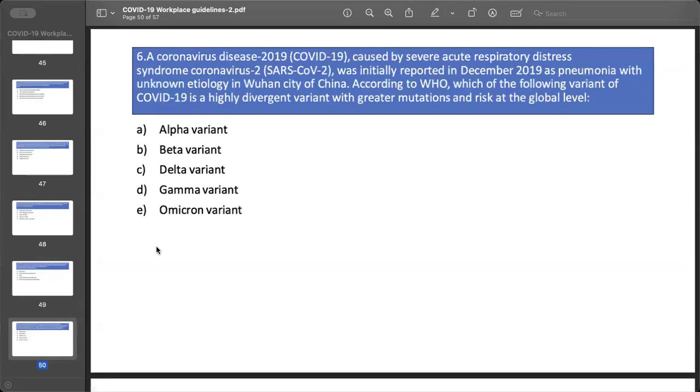Question number 6. Coronavirus disease 2019, caused by severe acute respiratory syndrome coronavirus 2, was initially reported in December 2019 as a pneumonia of unknown etiology in Wuhan city of China. According to WHO, which of the following variants of COVID-19 is a highly diverse variant with greater mutation and risk at the global level? Option A, Alpha variant; option B, Beta variant; option C, Delta variant; option D, Gamma variant; and option E, Omicron. E is the right answer.